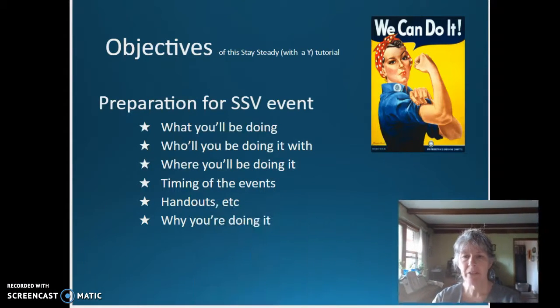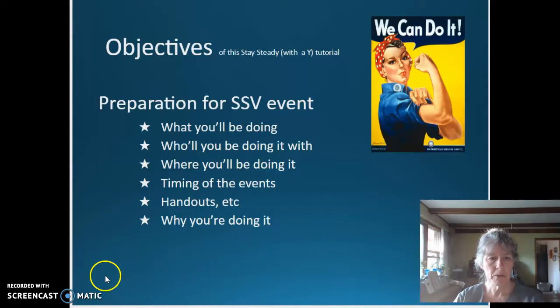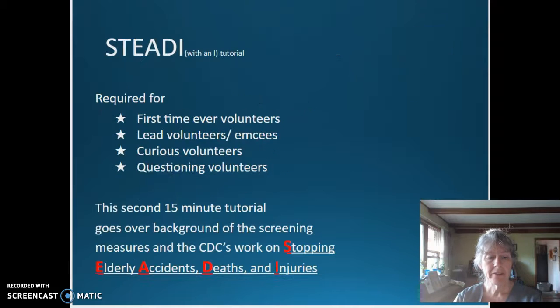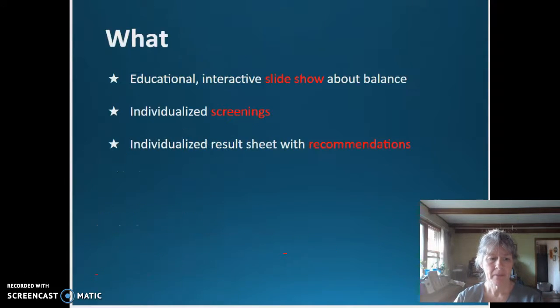So the objectives for this session are nuts and bolts, shown here. You should know there's another tutorial available, a short one, that goes over the performance measures and talks more about the Steady with an I. So on to what an event is.